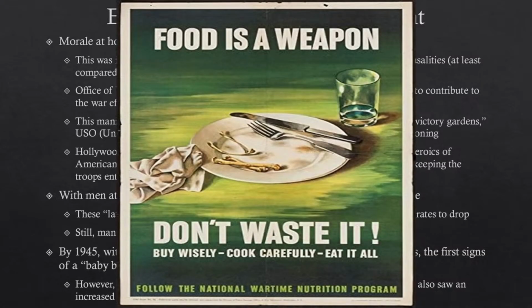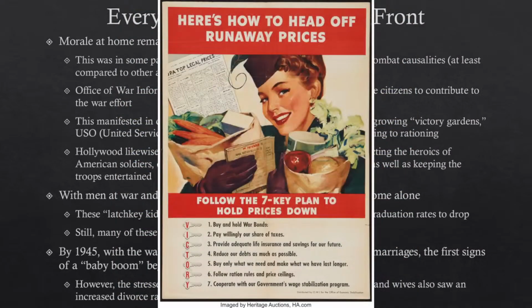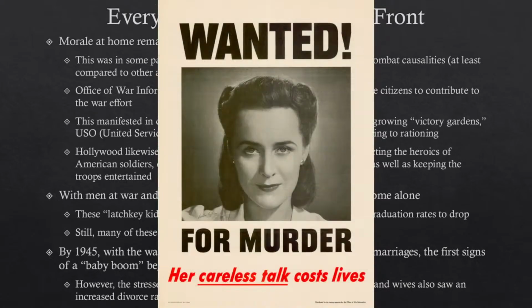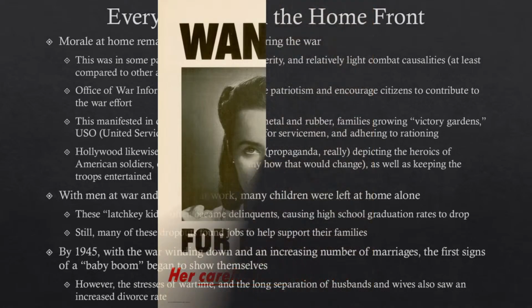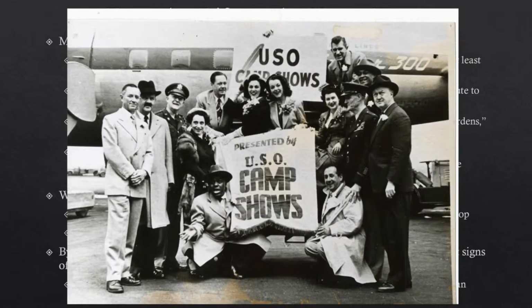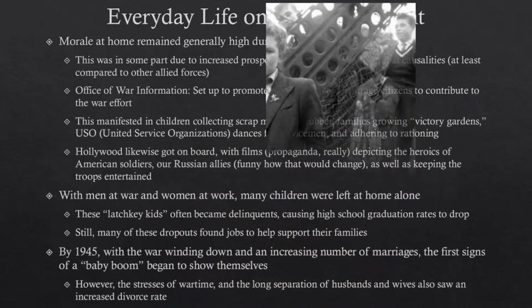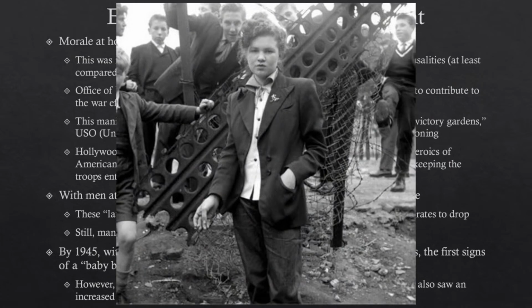Anyway, here's a weapon, don't waste it. Food. Wait, hold on. What is that hat? That's fantastic. Looks like a bird. Anyway. Wanted for murder. Careless talk costs lives. So again, much like we saw in World War I, don't talk about things you hear. Here's USO, camp shows. USO did a lot of cool stuff. Keeping the troops entertained. Latchkey kid. Look how cool this kid looks. That's some 1940s era delinquent stuff right there. I like it.